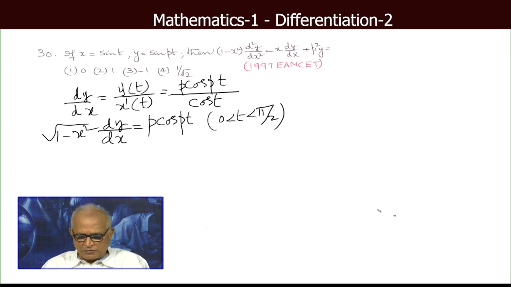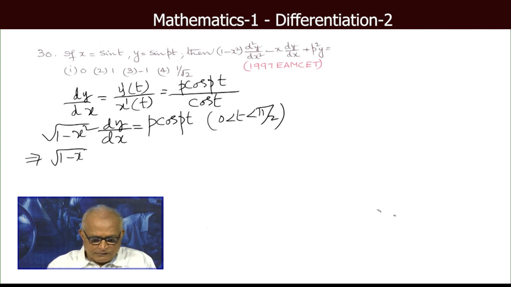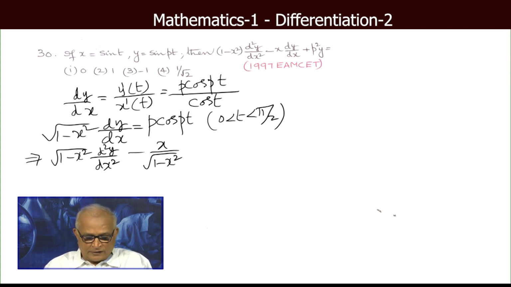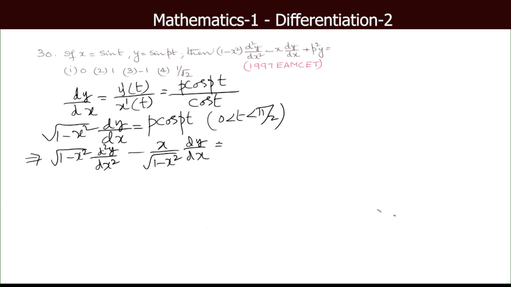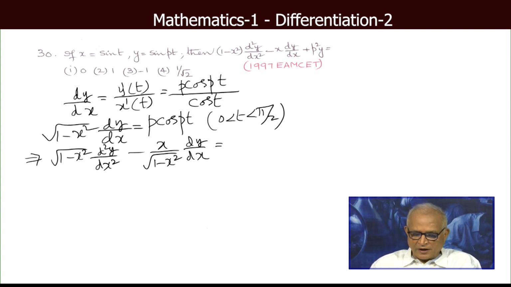Now differentiate both sides with respect to x once again. Square root of 1 minus x square into d2y by dx2, plus derivative of root of 1 minus x square, minus x by root of 1 minus x square, into dy by dx, is equal to the derivative of p cos pt, minus p square sin pt. Why? Derivative of cos pt is minus p sin pt. So, p times minus p sin pt is minus p square sin pt into dt by dx.